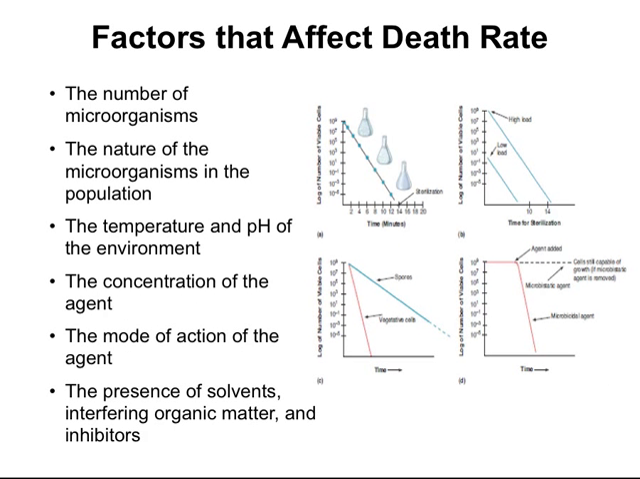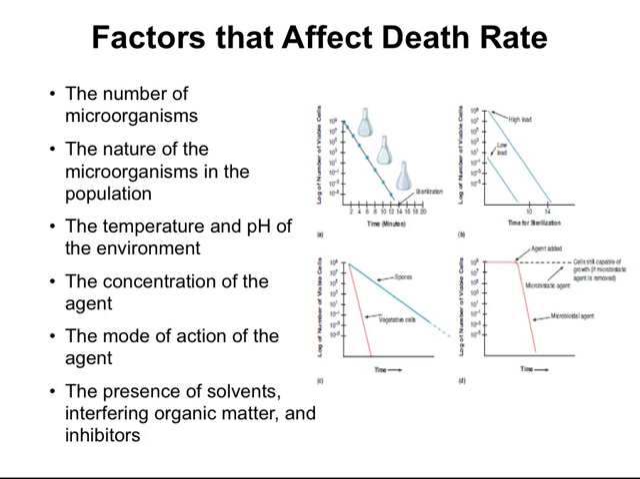So there are several factors that can affect the death rate. Because many microbial agents target the cell's metabolic processes, active cells tend to die much more rapidly than older or inactive cells that are less metabolically active. The effectiveness of a particular agent is governed by several different factors. First of all, the number of microorganisms. The more microorganisms, the longer it's going to take to kill off the population. The nature of the microorganisms in the population. So how resistant are they?